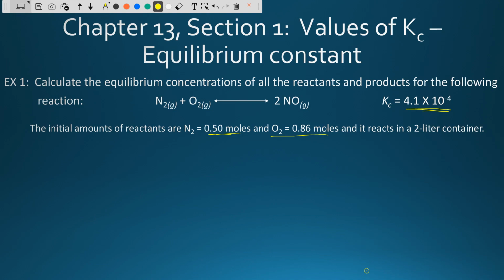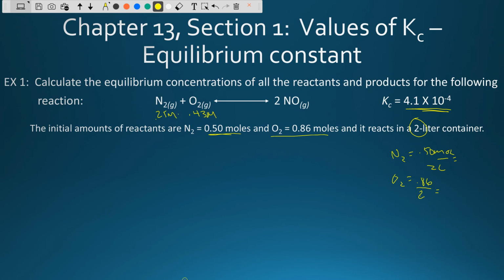First of all, remember we're talking about concentrations. We have a 2-liter container, don't we? And so I have to do some side math here. My nitrogen, I have 0.5 moles over 2 liters. And so if I need to find my concentration, this is going to be 0.25 molar. Now, if I take a look at my oxygen, I have 0.86 moles over my 2 liters. And so that ends up being 0.43. Okay, so that's my concentration for my oxygen.